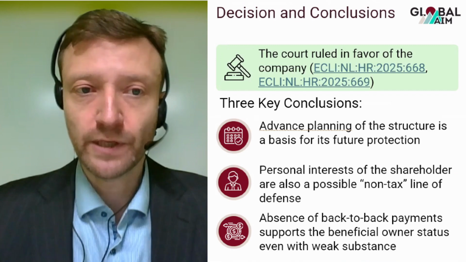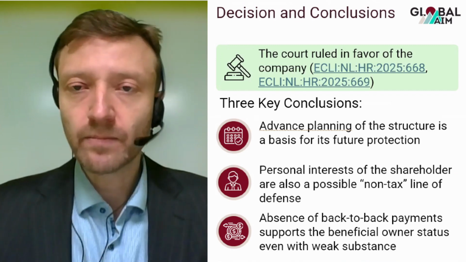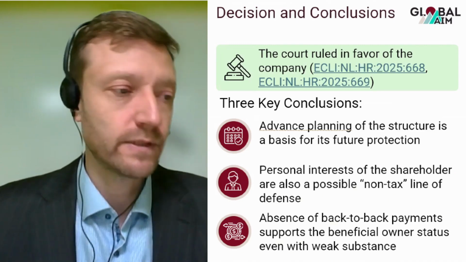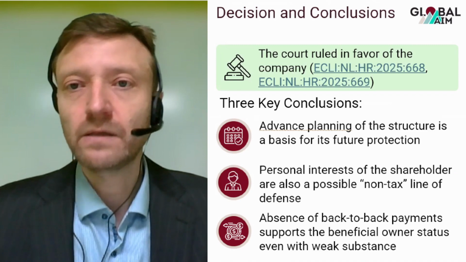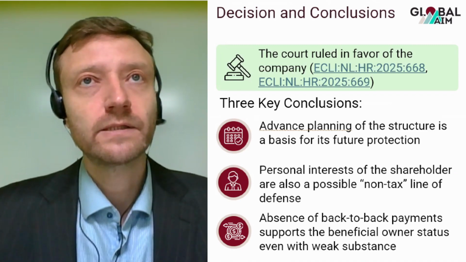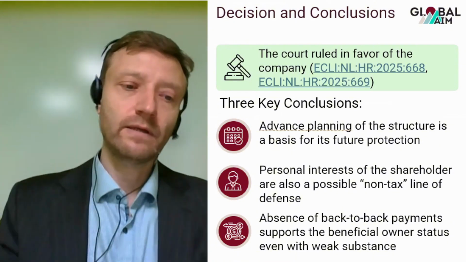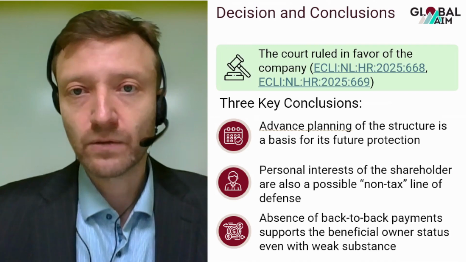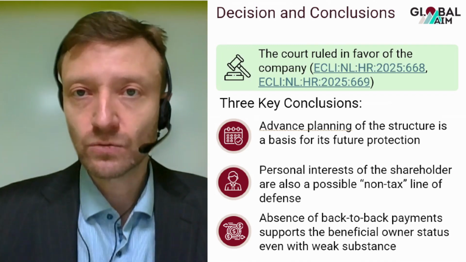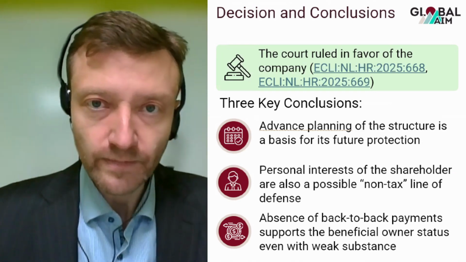in a specific situation. While if in that case the company in Curacao had distributed dividends shortly after it received dividends from the Netherlands, it would have been less persuasive, and it would have been an additional risk factor for the courts to consider, and the decision could have been different if that was the case. Okay.